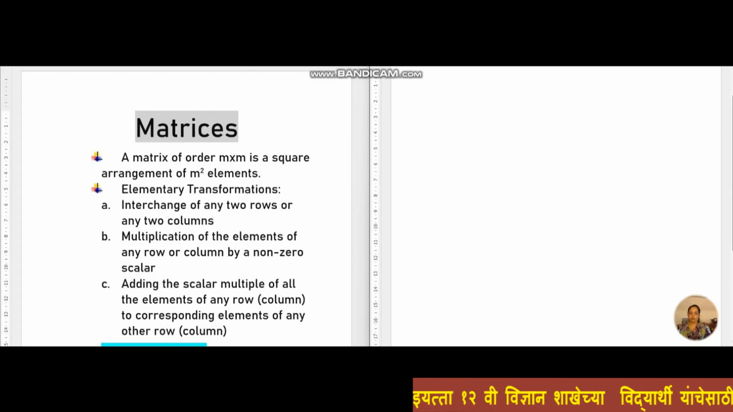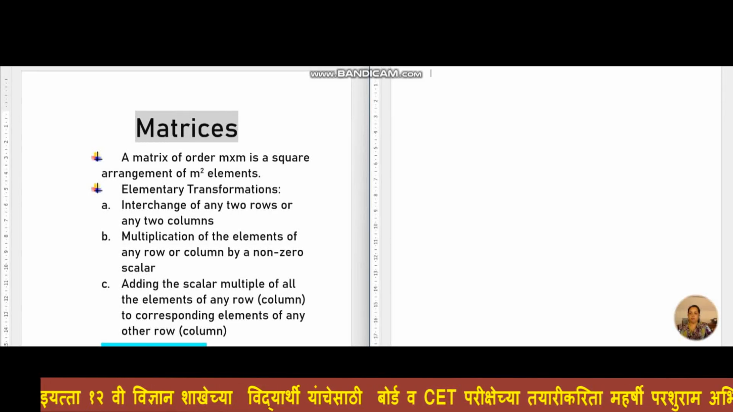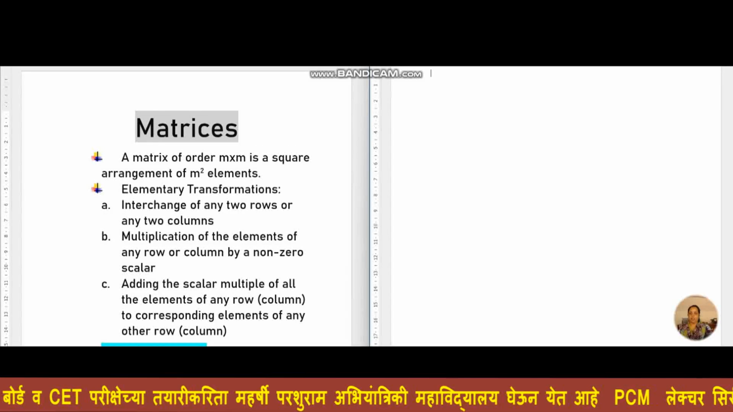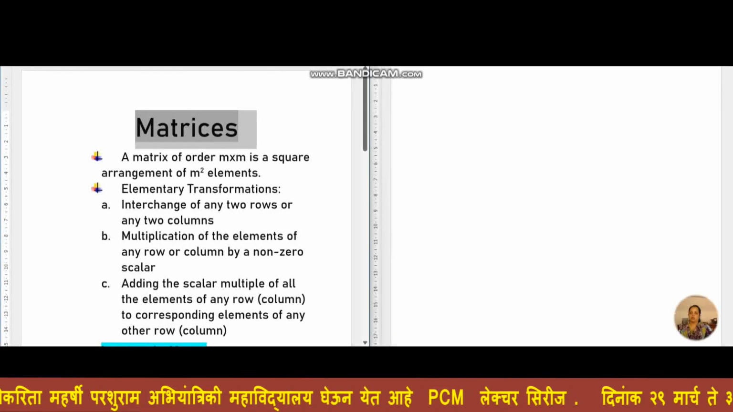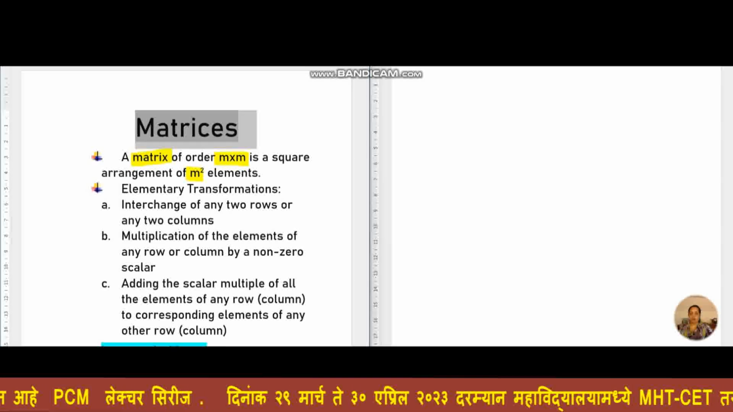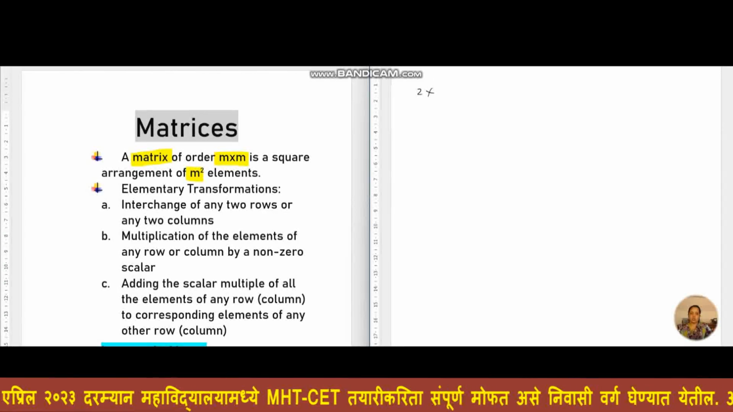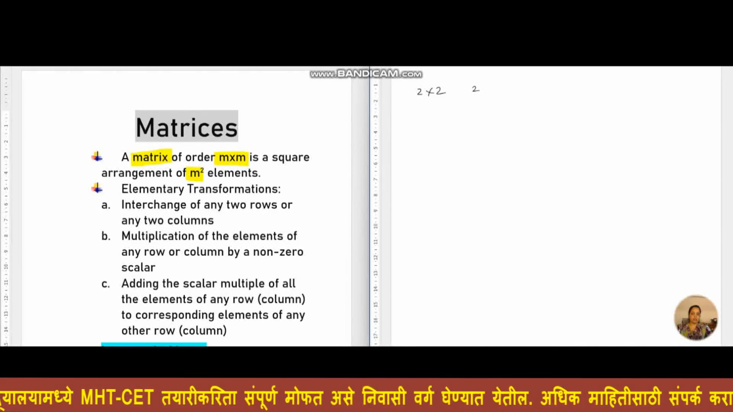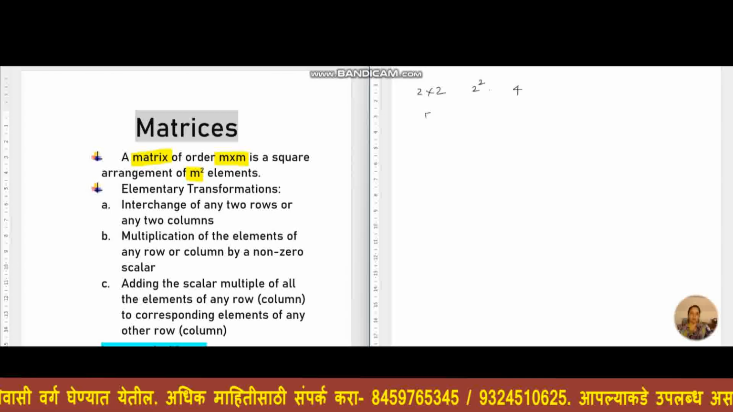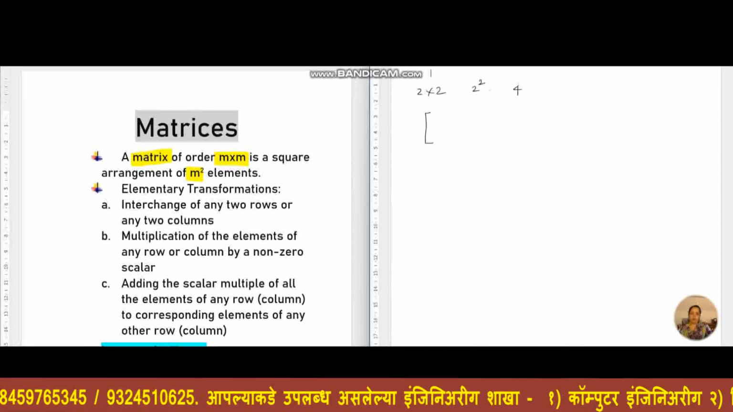Hello everyone. Today in this lecture we discuss the topic matrices. First of all we discuss what is a matrix. A matrix of order m cross n is a rectangular arrangement of elements. Means if the matrix is 2 cross 2 then it is a square arrangement of 2 square elements, that is 4 elements. So we will discuss some matrices of order 2 by 2 and 3 by 3.